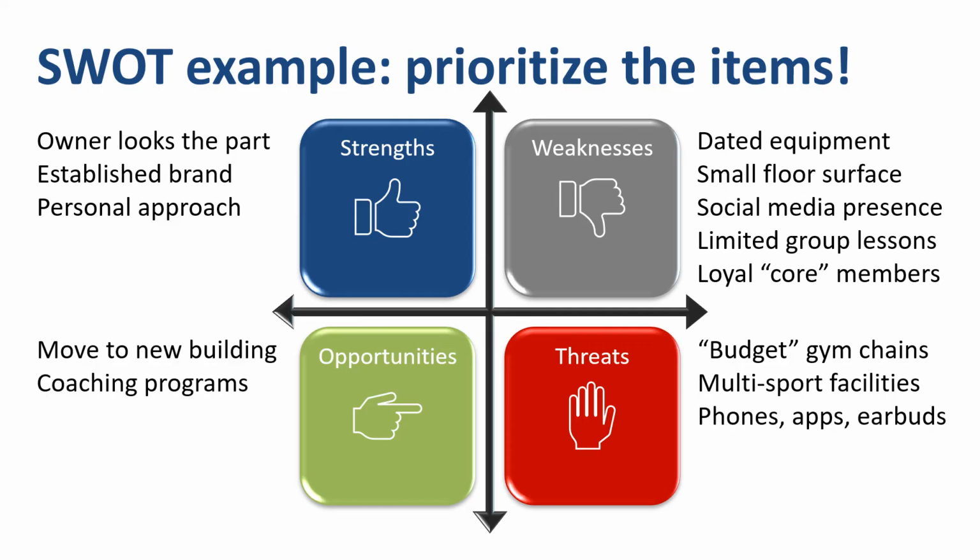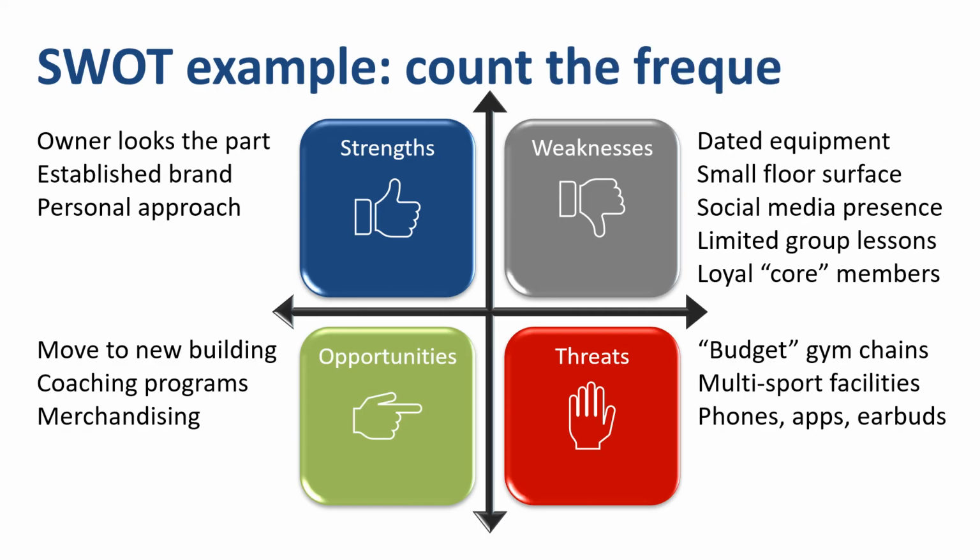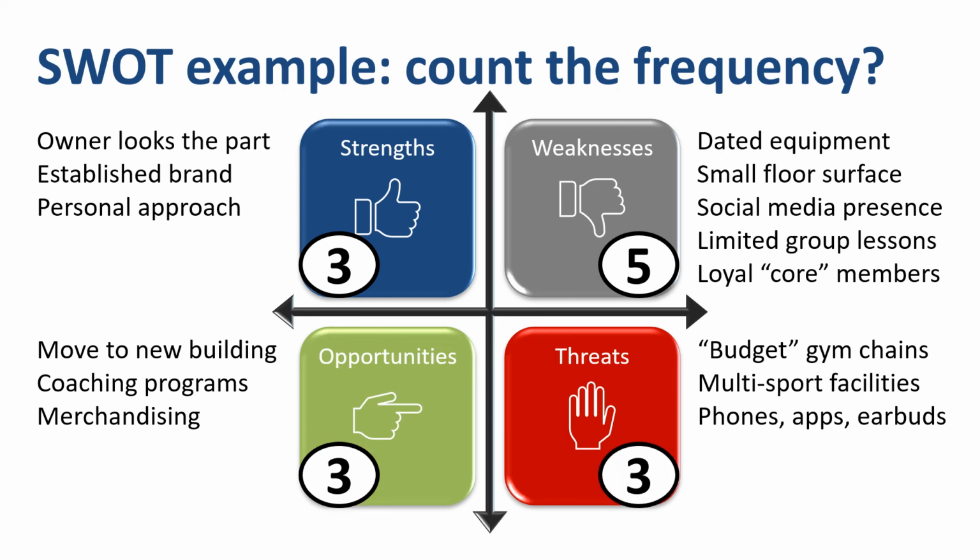What else can we do to add some perspective to the SWOT analysis? So far, it's just a narrative. We could count the number of items in each of the 4 sections. What is the frequency? 3 strengths, 5 weaknesses, 3 opportunities, and 3 threats. Slightly skewed to the negative side, but not a big deal, right?